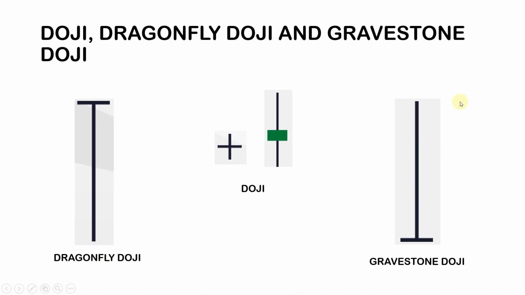In this case, higher prices are rejected. The gravestone doji also represents that there are more sellers and there is a high probability that the price will move downwards from here. Similarly, in the case of the dragonfly doji, this represents that there are more buyers in this position and there is a high probability that the price will move upwards from here.